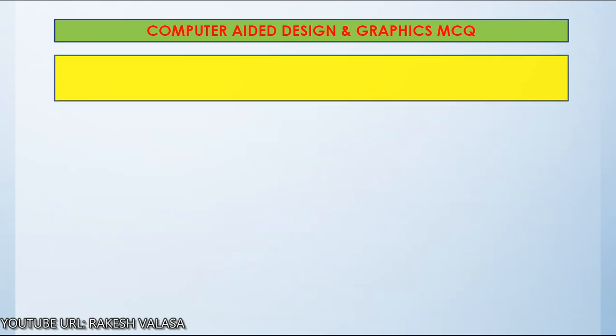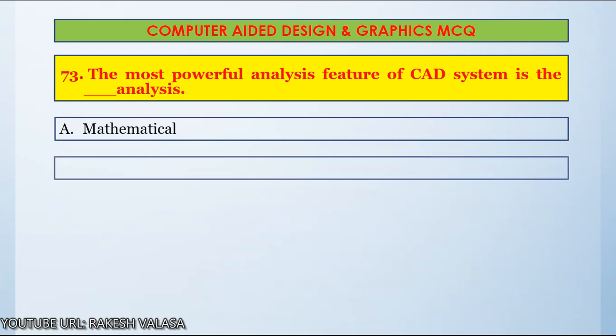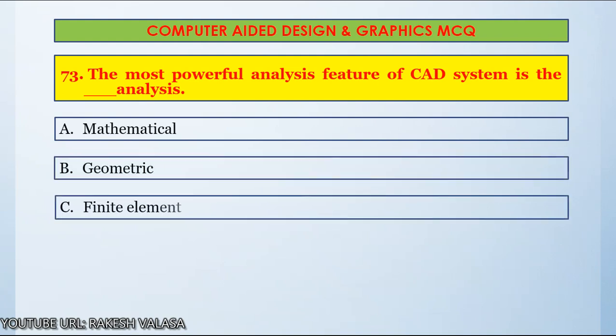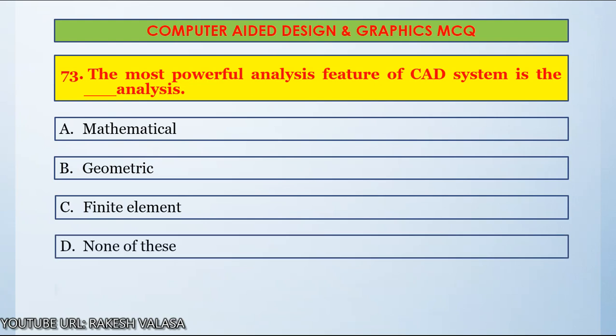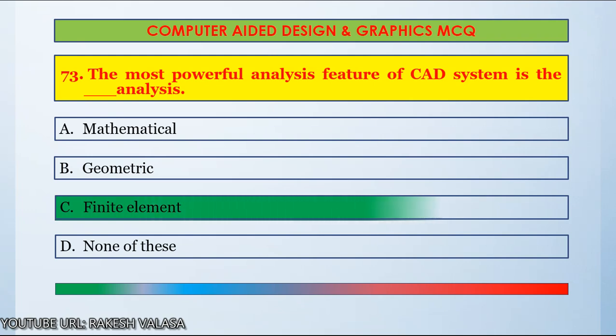Question number 73. The most powerful analysis feature of CAD system is the dash analysis. Option A mathematical, option B geometric, option C finite element, option D none of these. Let us count and start. If you know the answer, please post in comment section. Time up. The answer is finite element. The most powerful analysis feature of CAD system is the finite element analysis.